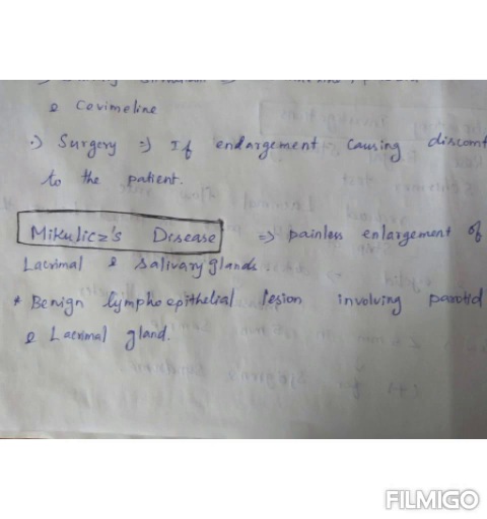And next, moving on to Mikulicz disease. It is associated with or differentiated from Sjogren syndrome. Mainly it is painless enlargement of the lacrimal and salivary glands, and it is a benign lymphoepithelial lesion involving the parotid and lacrimal glands. So only the parotid and lacrimal glands, with no associated connective tissue disorders. Only these two are present.